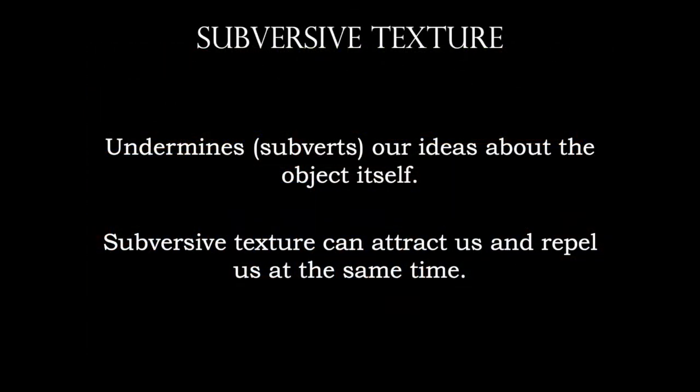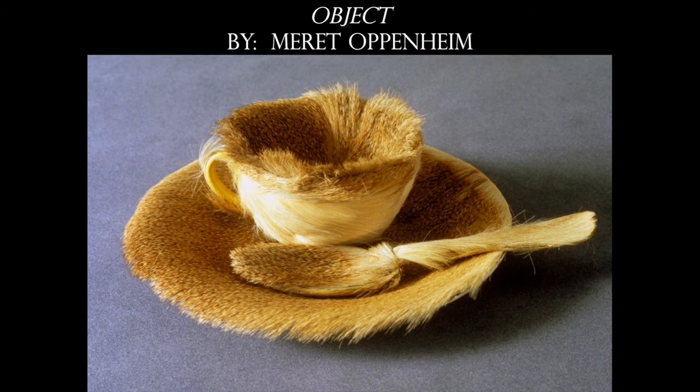And the last type of texture we're going to be talking about is subversive texture. Subversive texture undermines our ideas about the object itself. It's something that can attract us and repel us at the same time. And my example here is by the surrealist artist Meret Oppenheim, who covers this teacup with the fur of a gazelle. And so, of course, gazelle fur is extremely soft. You want to reach out and almost pet this teacup, but then you realize it's a teacup and you're kind of drawn away from it.